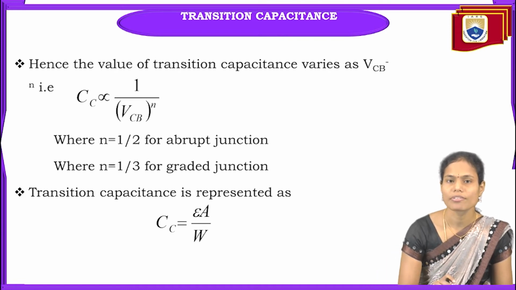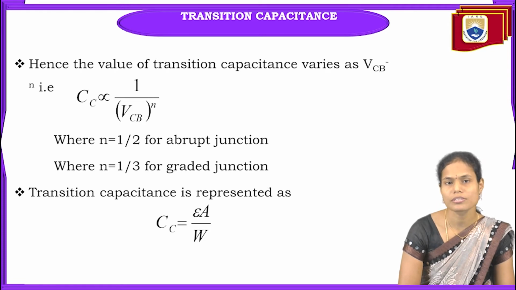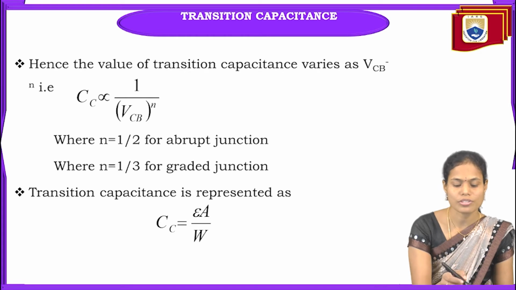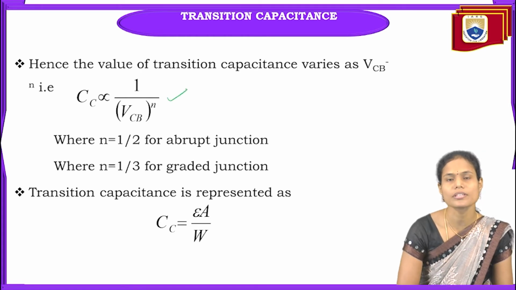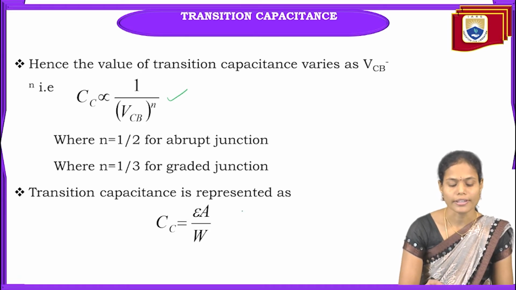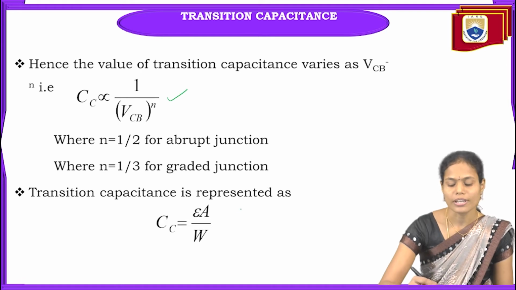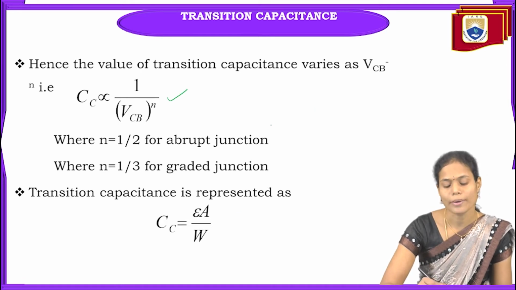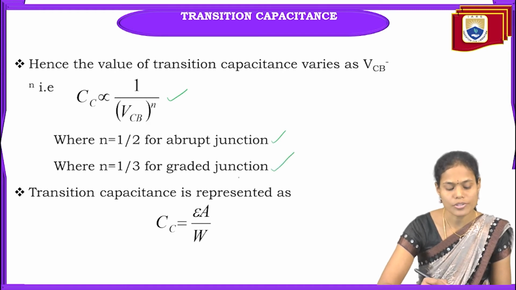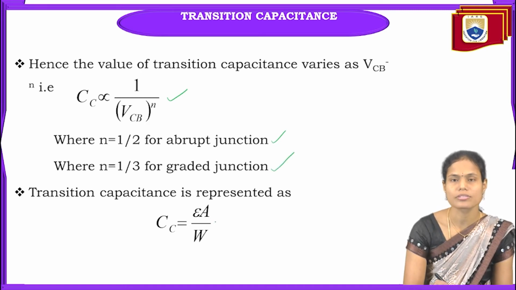Now we will see the derivation for this transition capacitance. This transition capacitance is inversely proportional to the applied collector to base voltage. That's why we are indicating it as Cc proportional to 1 by Vcb power n. Here n is 1 by 2 for an abrupt junction and 1 by 3 for a graded junction. So we can approximate this transition capacitance as epsilon A by W here.